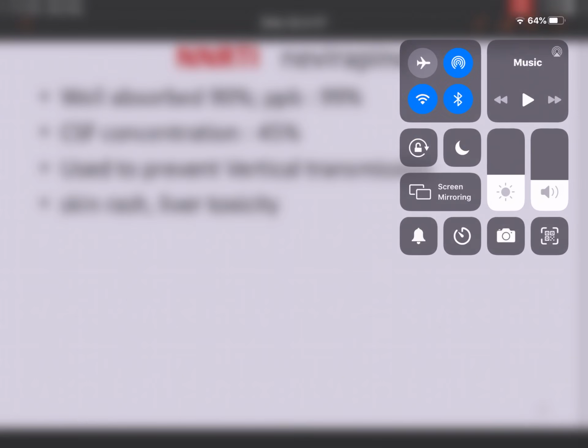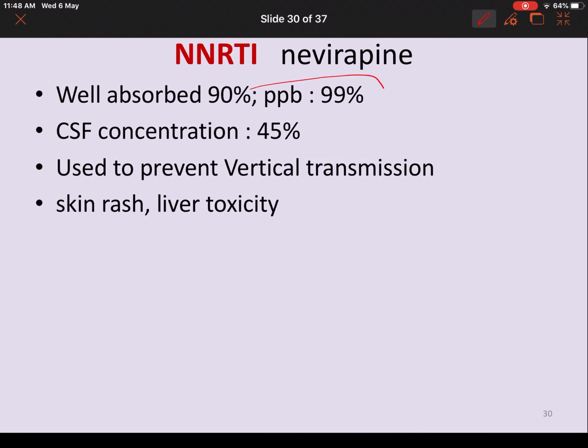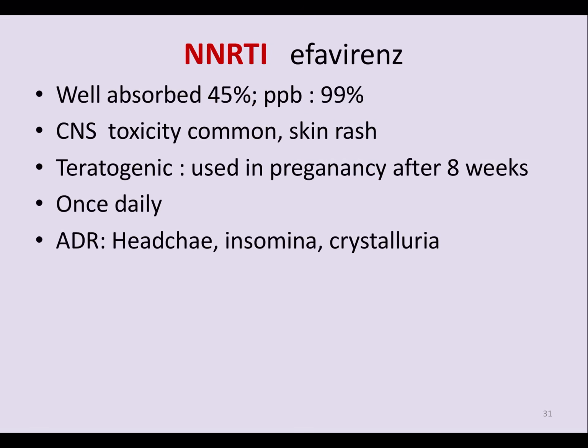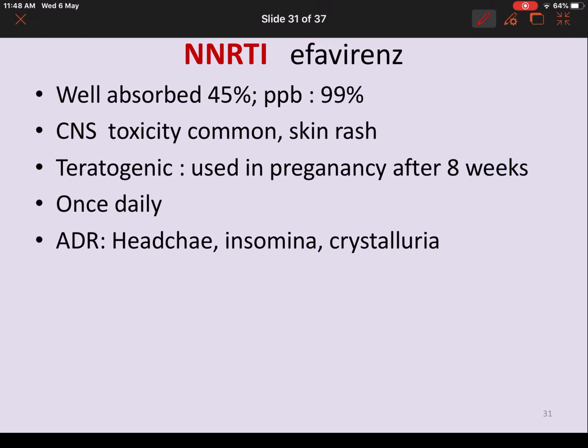It is well absorbed, orally given, plasma protein binding 99%, CSF concentration around 45%, used to prevent vertical transmission, that is, from the mother to the newborn. When the baby is born, we can use it to prevent vertical transmission. Skin rash and liver toxicity occur, and most of the NNRTIs are known to cause liver toxicity. Efavirenz is similar to nevirapine, but this is teratogenic.